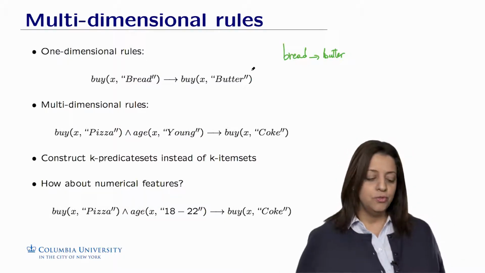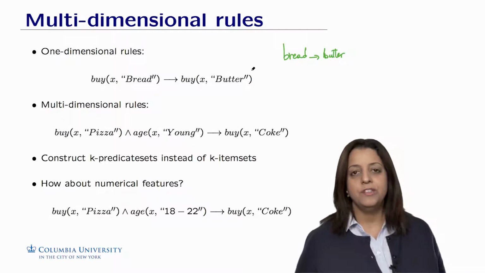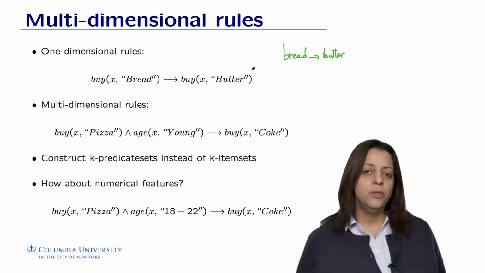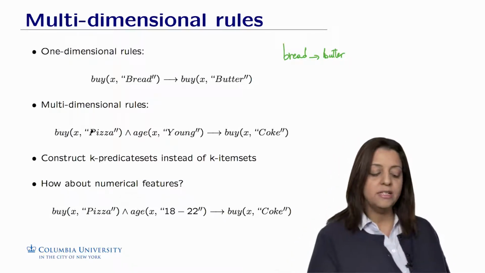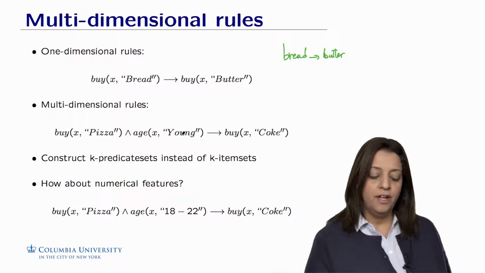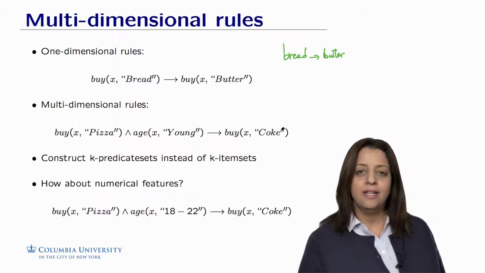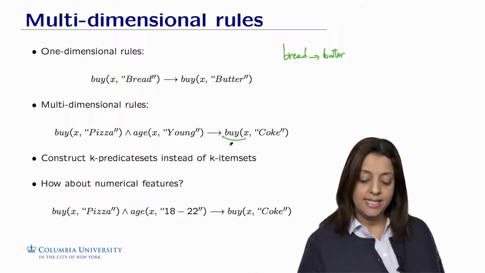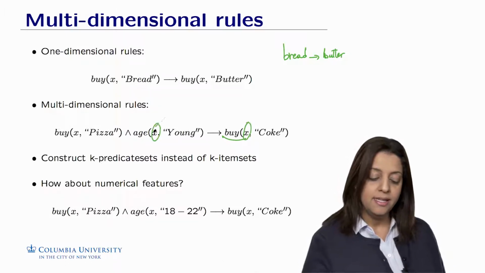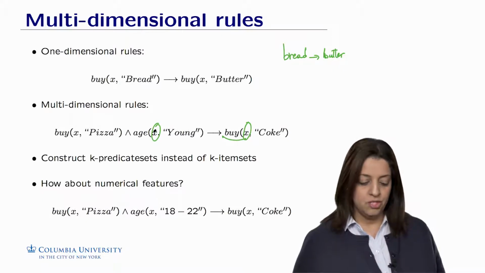If we move toward multidimensional rules in which we talk about, maybe, the age of the customers, we could include what we call more predicates. In this case, we could express a rule like: if X buys pizza and the age of X is young, then X is likely to buy also Coke. We are just extending the framework by using predicates. We would include variables, and this allows more expressiveness in the formulation of the rules.